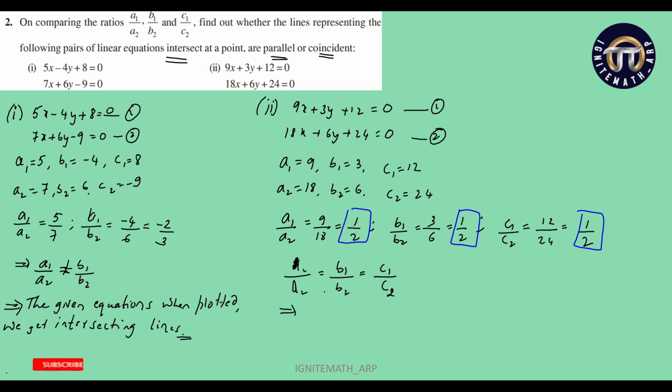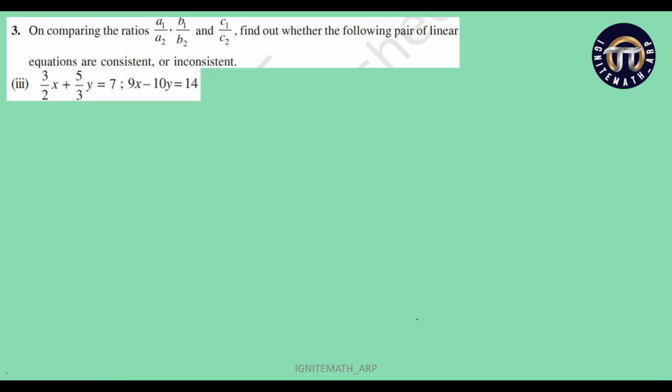So since all of them are equal to each other, we can say the given pair of lines are coinciding lines I get whenever the given pair of equations are plotted. Clear, children? Let's move to the next question. On comparing the ratios, what you're supposed to find out is whether they are consistent or inconsistent, right?